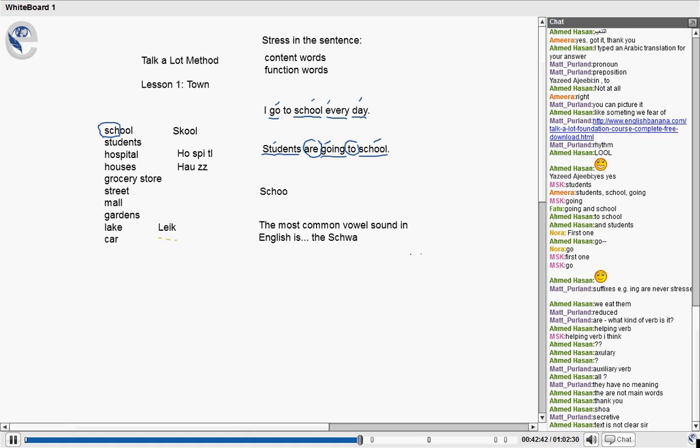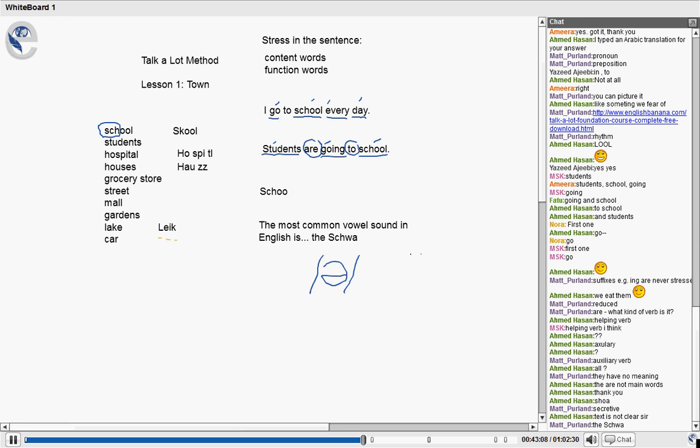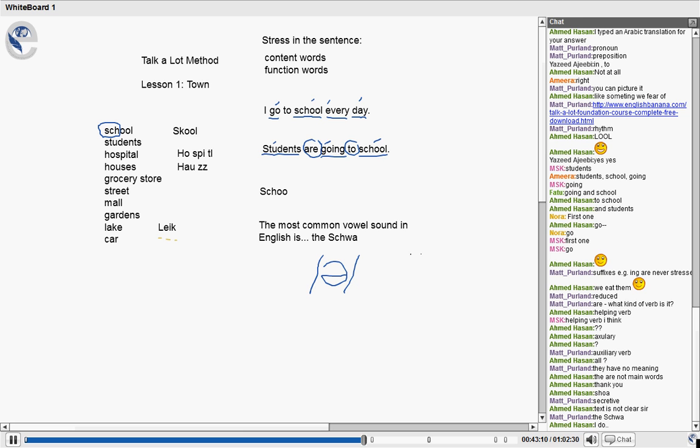Which sounds like this. Uh. It's the sound, for example, in students are going to school. Yeah, the schwa. When we write it in the phonetic alphabet, it looks like that. Maybe you've seen that in the phonetic alphabet. Yeah. So we meet this a lot. It's in the weak stress sounds.